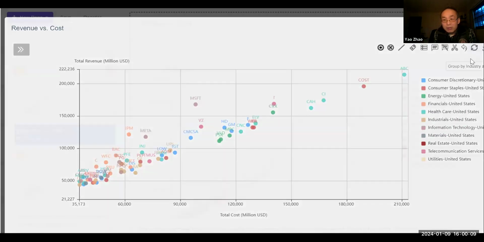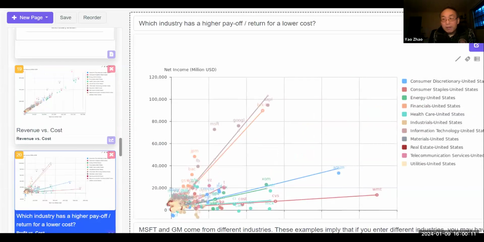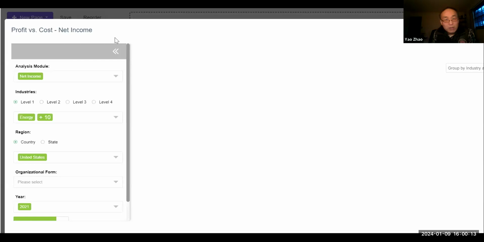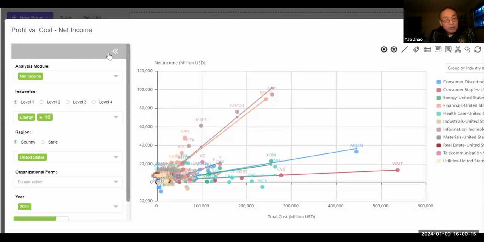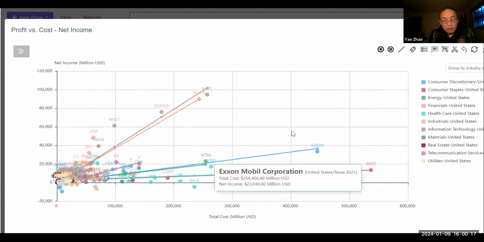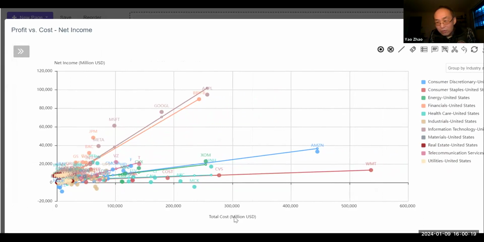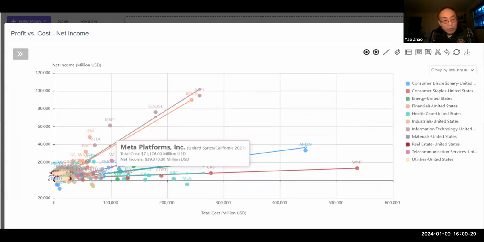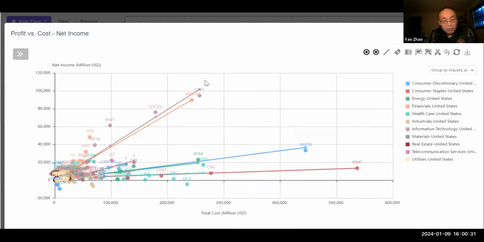Now let me close this and move on to the next one. Let's plot out the profit versus cost. The x-axis is total cost, the y-axis is total net income, so you can see it more clearly than revenue. For each industry sector, I also draw a regression line to show, as they increase their cost, how much more profit they can make.